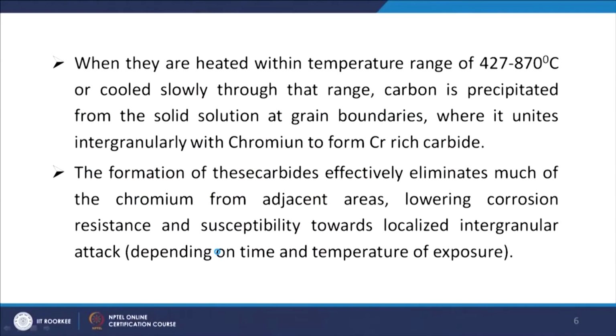Once you have the depletion of the chromium oxide, you will have a lowering of the value of the corrosion resistance, and also you have susceptibility towards localized intergranular attack, that will depend upon the time and the temperature of the exposure. That is what normally happens when you are passing through that temperature range, and it will also depend upon the time and temperature of the exposure.